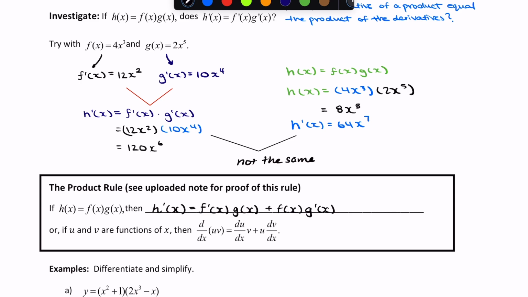Or if u and v are functions of x, then d over dx of uv is equal to du over dx times v plus u times dv over dx. Or we can also write it as h prime of x is equal to f prime times g plus f times g prime.